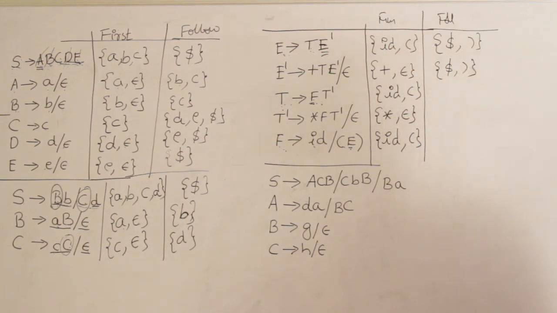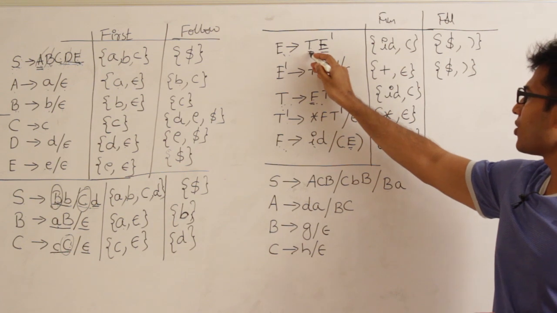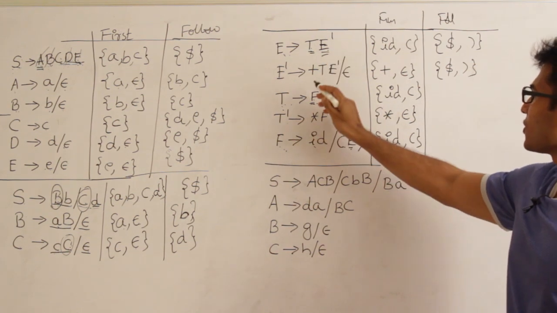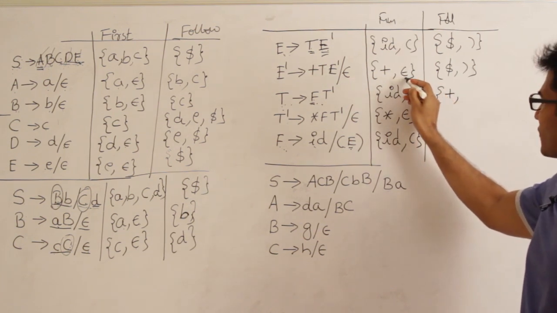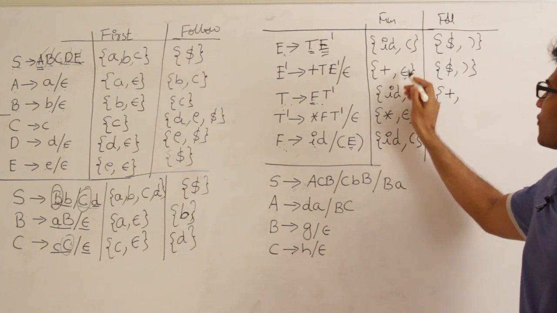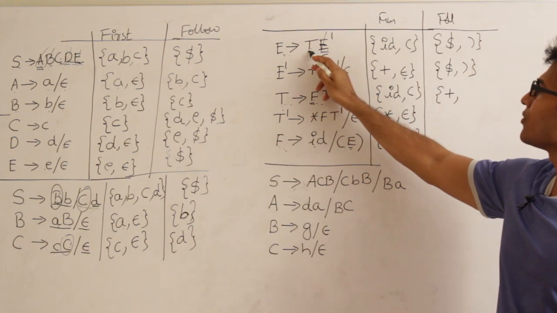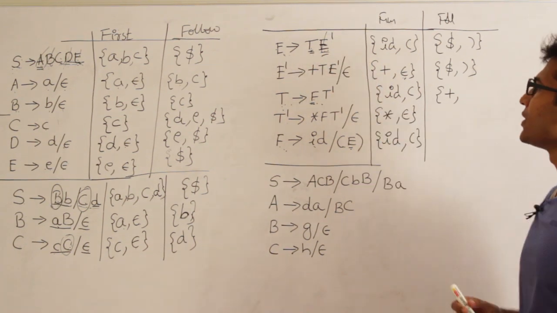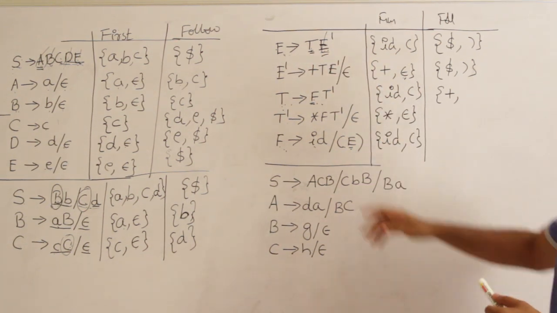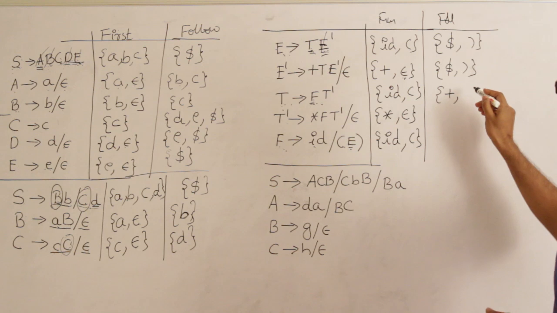See if there is E dash anywhere. Nowhere. Therefore leave it. And next one is, what is follow of T? Look at all the occurrences of T. It is occurring here. Follow of T is first of E dash. What is first of E dash? First of E dash is plus and epsilon. In place of epsilon, you don't write epsilon here because follow is never going to contain epsilon. Just substitute epsilon in this production. Then follow of T is follow of E because it is completely at the right end. Whenever a variable comes to the right end of a production, always follow of that variable is follow of the left hand side. Now what is follow of left hand side? Dollar and close brace.